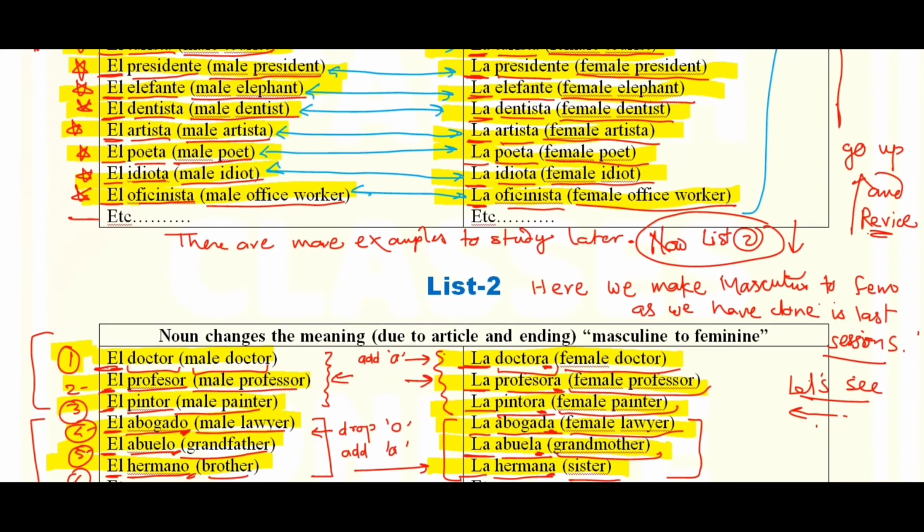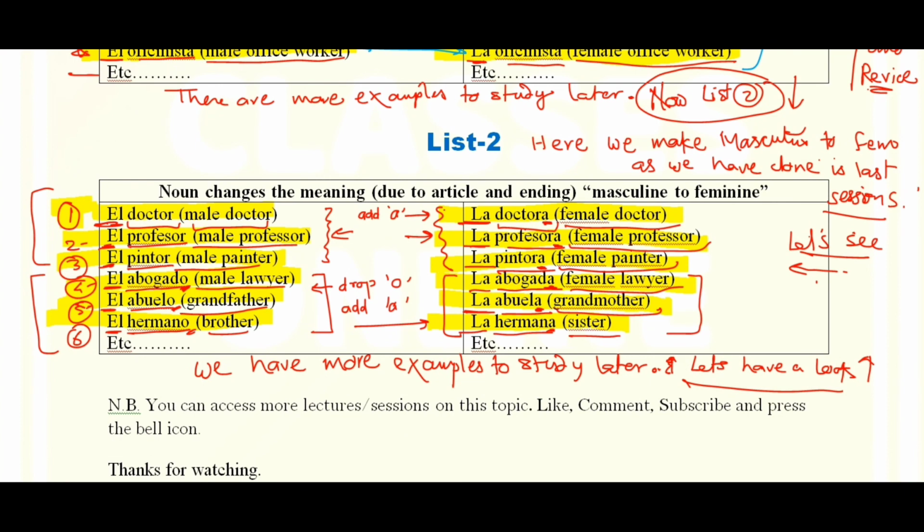Now switch to list number 2. We'll do it once. El doctor, la doctora, el profesor, la profesora, el pintor, male painter, la pintora, female painter, el abogado, male lawyer, la abogada, female lawyer, el abuelo, grandfather, la abuela, grandmother, el hermano, brother, la hermana, sister. This is list number 2.